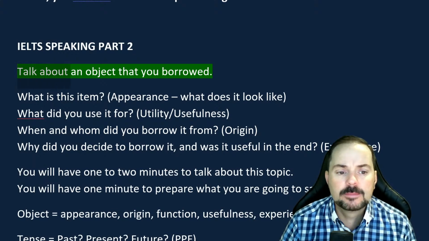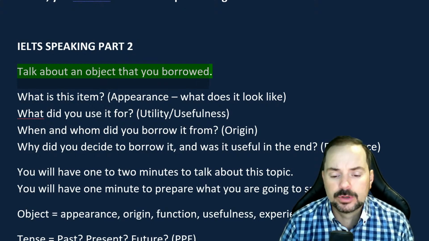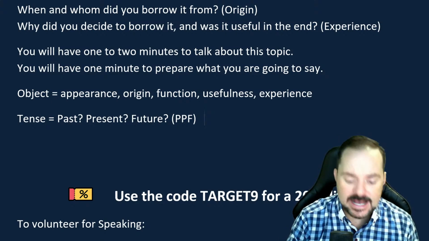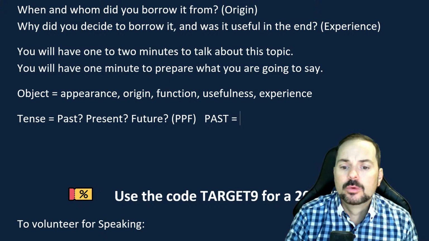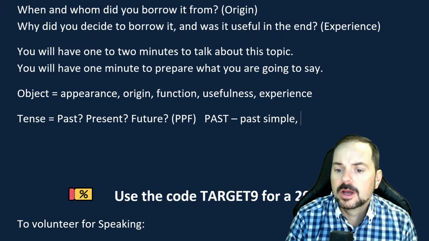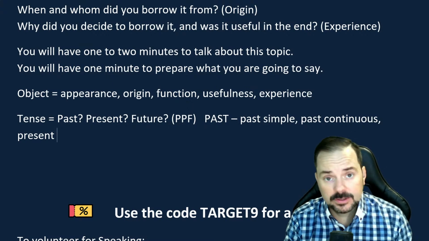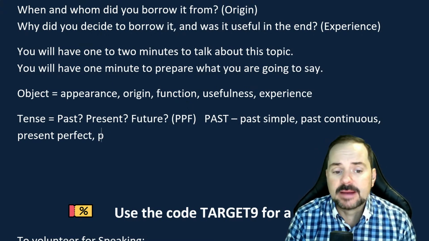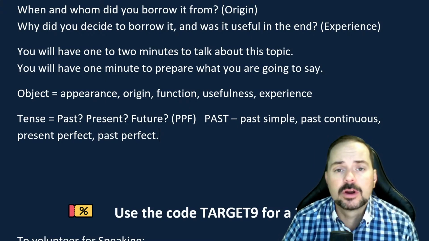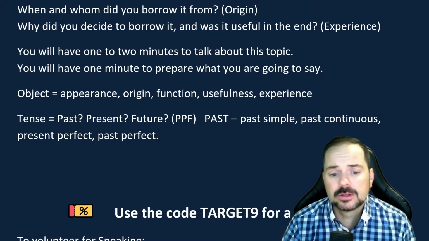This question asks you to talk about an object that you borrowed. Borrowed is obviously past tense, so here the focus is past. So we're using past simple, past continuous, present perfect, because present perfect shows the past as well, maybe past perfect. That's mostly your focus in this cue card, in your answer. You're not really focusing on anything about the future. The card does not ask you about the future.